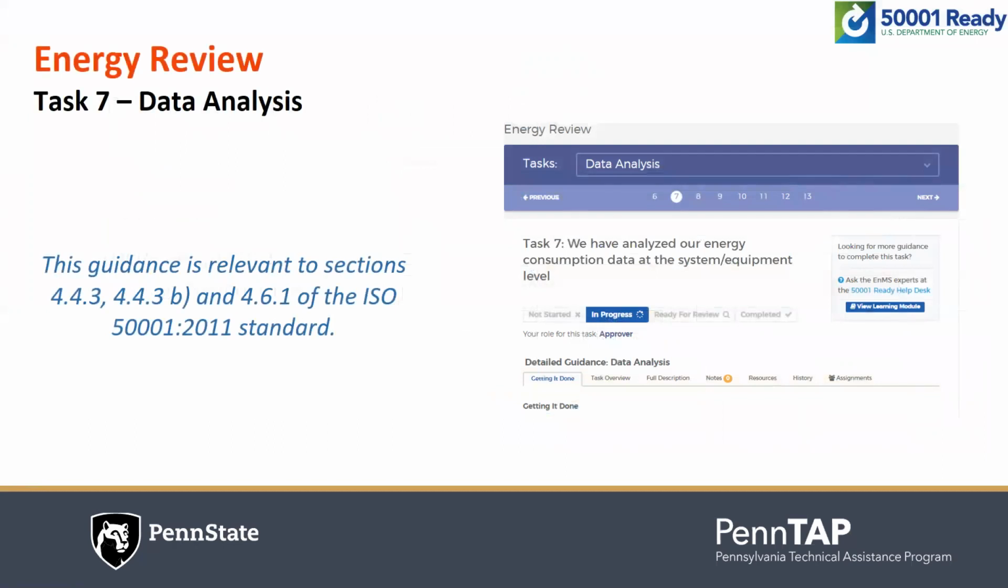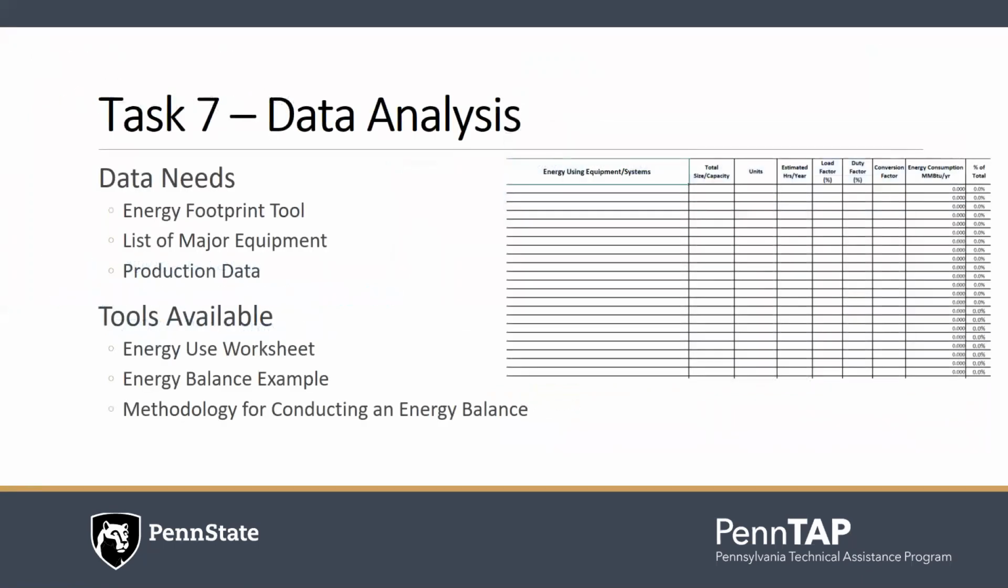Next, you'll actually do an analysis on that data. So the step before was gathering all that data into one spot. Next, we're going to see what's going on with the energy. So the first thing you'll need is, I highly recommend the energy footprint tool. Next, you're going to need a list of all the major equipment at the site. And then you'll need the production data, because once we get to really analyzing the data, we're going to take into account how does production affect the energy usage.